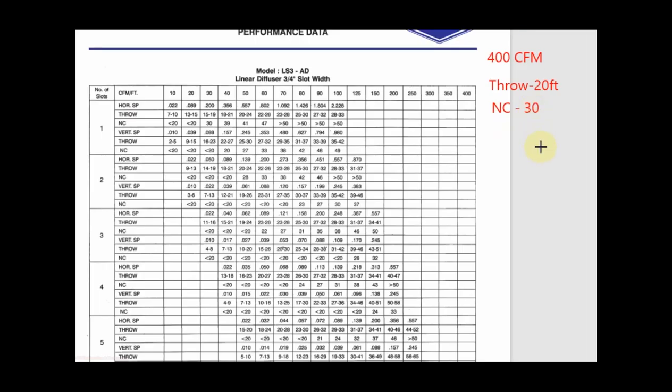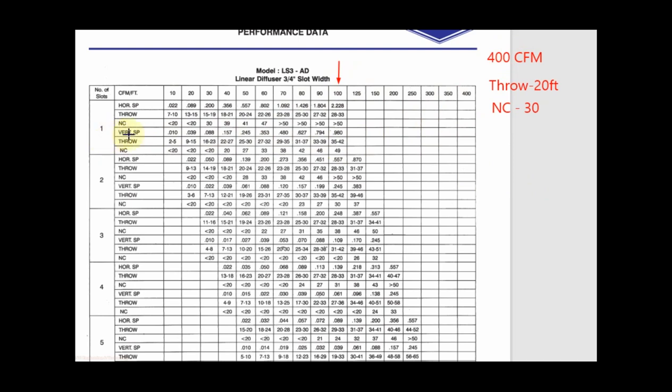Now we will select the linear slot diffuser for these parameters: total airflow 400 CFM, throw value 20 feet and NC value 30. First we will select from the table for a 3/4 inch slot width slot diffuser. As we have total CFM 400, and in this row you can see this is CFM per feet. Let us try for 4 feet length, which is standard.